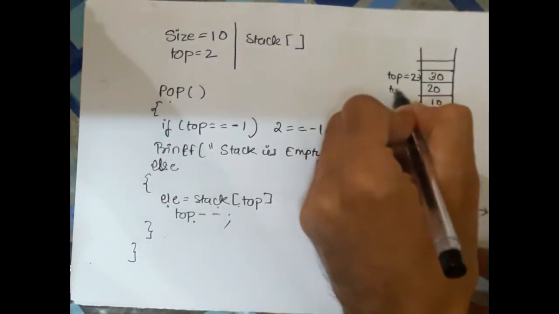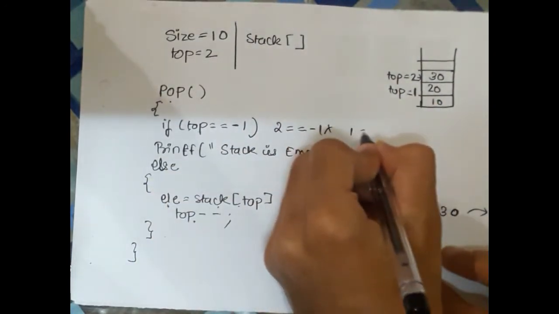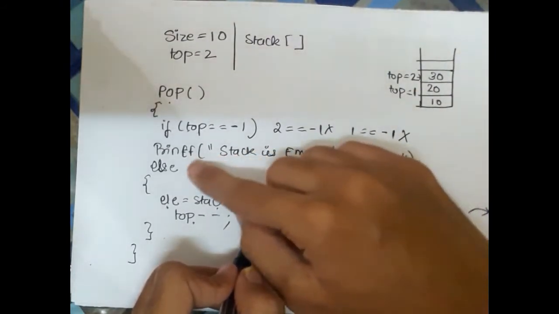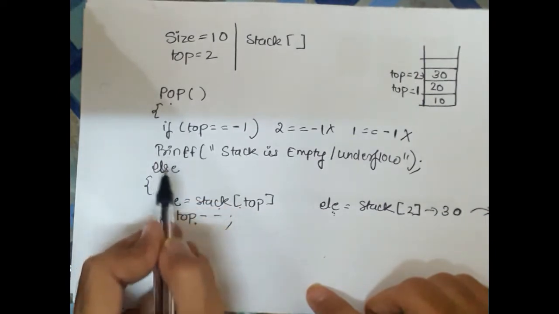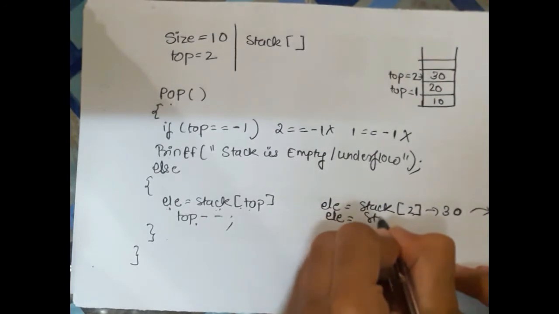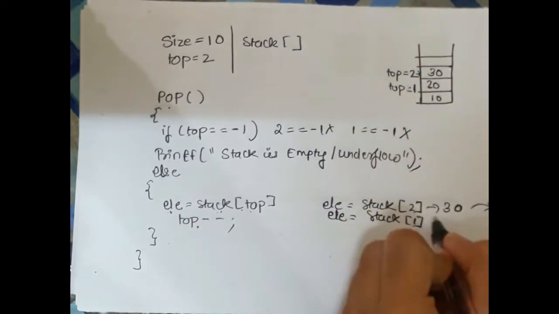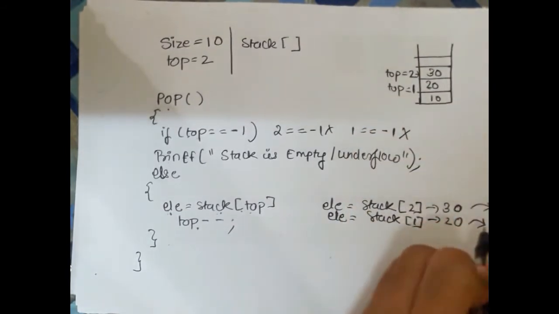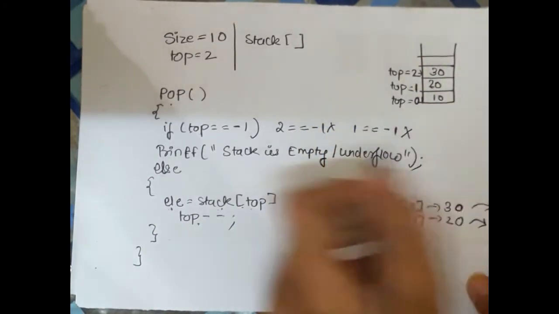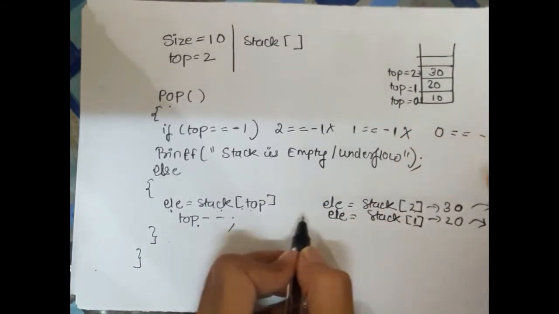So now top will be at 1, right? Now here we will check whether 1 equals to minus 1. No, the condition is false, so we will not enter this part. Else part, element equal to stack of top. Which element is at stack of top? The top is 1, so stack of 1, and that is 20. So 20 will be popped, and top minus minus, so top will be at 0. Now is 0 equal to minus 1? No, the condition is false.